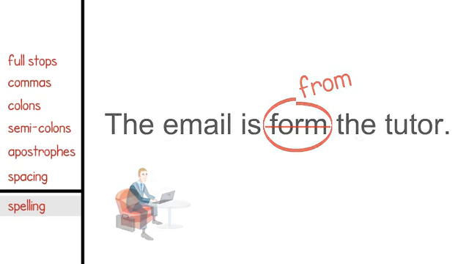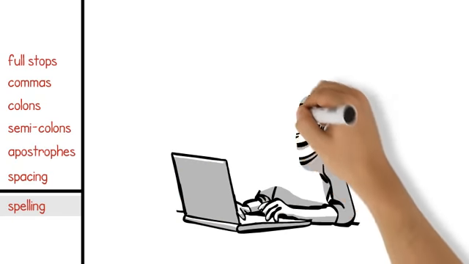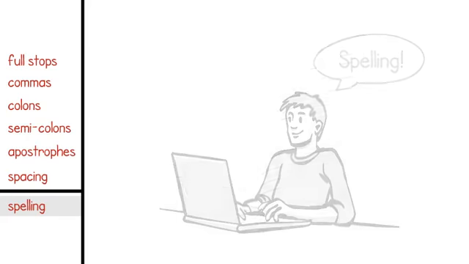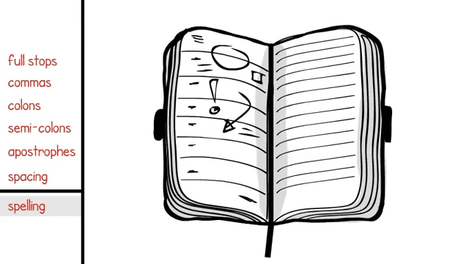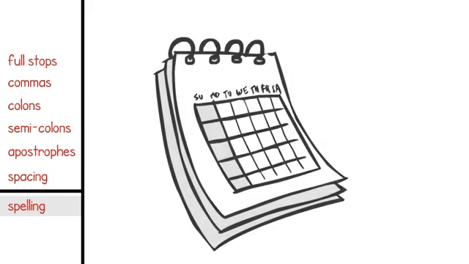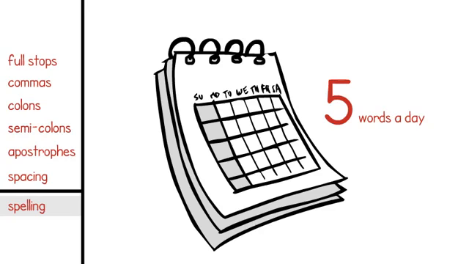The other thing to do is to raise your awareness of the words that you are having difficulty spelling. You'll probably find that there are several words that you spell consistently wrong, so it's important to note these down and revise them. If you are having difficulty, focus on just 5 words a day and keep testing yourself.